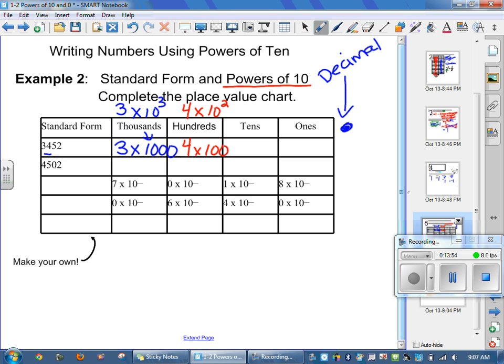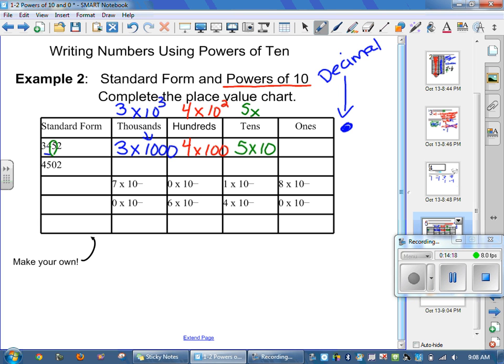Now I'm in the tens. So you look at the 5, and how many digits are after the 5? 1. So we're going to have 1 zero. 5 times 10 with 1 zero. So up here I'm going to have 5 times 10 exponent 1.